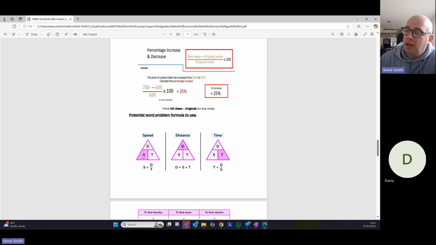And if you want to find the speed, you divide it by time. And if you want to find the time, you divide by speed. So it doesn't matter which way around they go at the bottom, as long as you know that distance goes on top and then the other two go underneath.